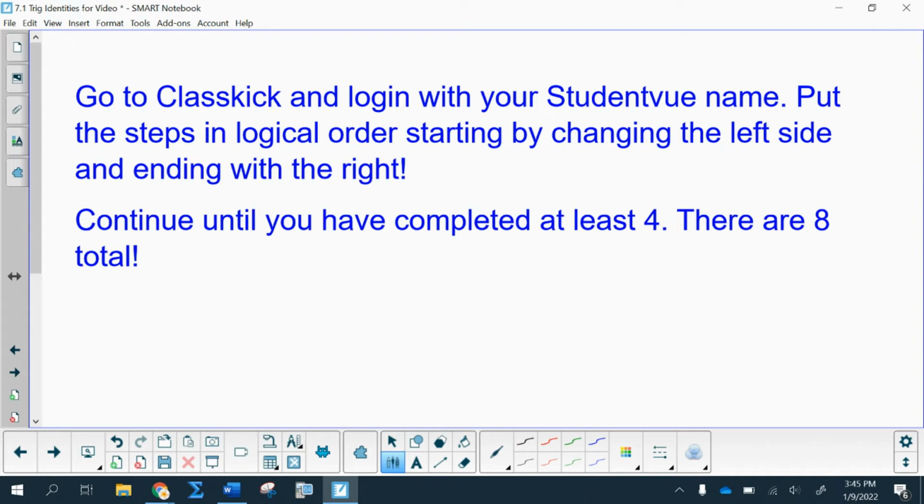I want you to complete at least 4 of them before you move on to the next thing. There are a total of 8. You can do all of them if you want. I would recommend all 8, but I want you to do at least 4. I will be looking for that. And then once you complete 4 of them, then you can move on to your homework, which is Math Excel.